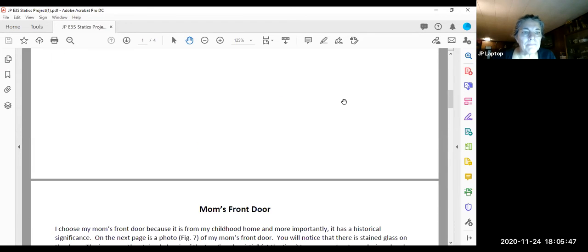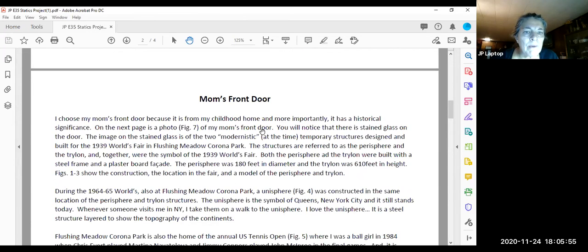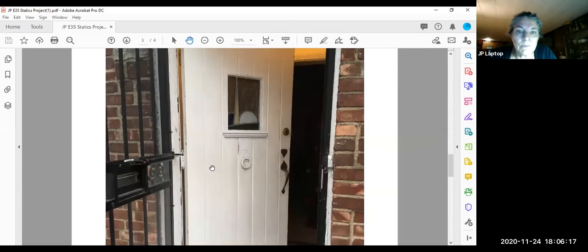Great. So what I picked was my mom's front door. Do you want to read it, or do you want me to read it to you? I'll read it to you. I'd rather you not read it when you're presenting it, but I chose my mom's front door because it was my childhood home, and more importantly, it has a historical significance. On the next page is a photo of my mom's door. And here's the photo.